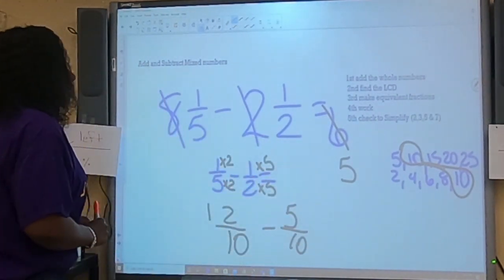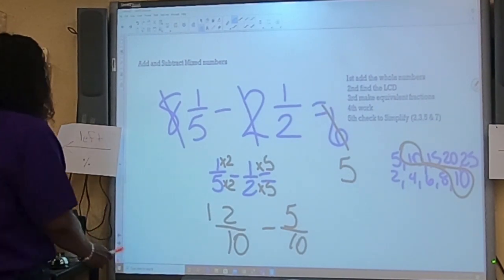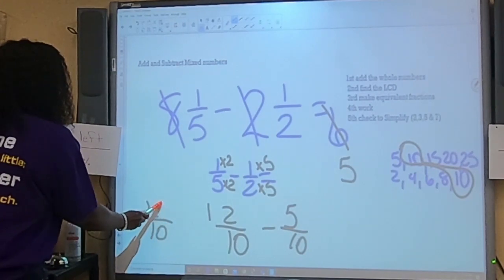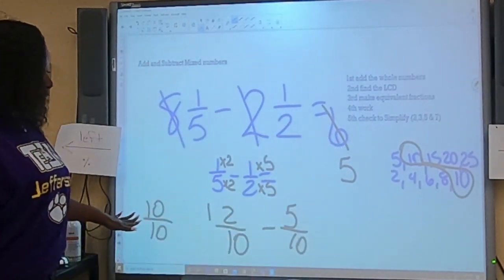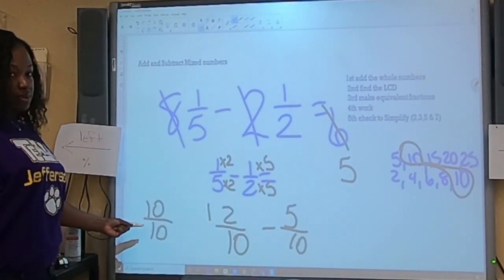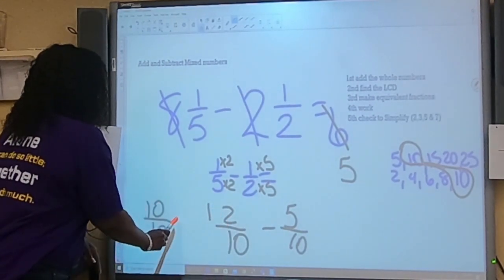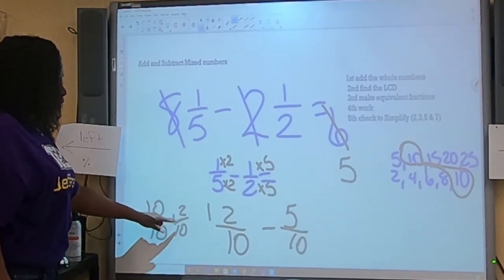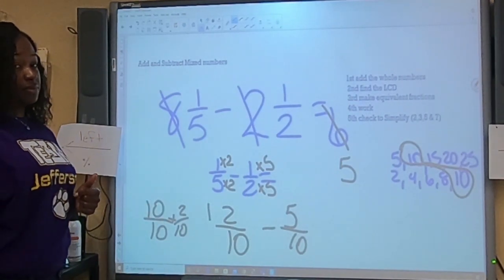If I take away 1 whole, and I want that 1 whole to look like my fraction, it's got to match my denominator of 10. 10 over 10 is my 1 whole that I took away. So the 1 that I took from 6, I wrote it as 10 over 10, because that's 1 whole. Well, if I already had 2 tenths, that means that 10 tenths plus 2 tenths equals 12 tenths. So that's how I got 12 tenths.